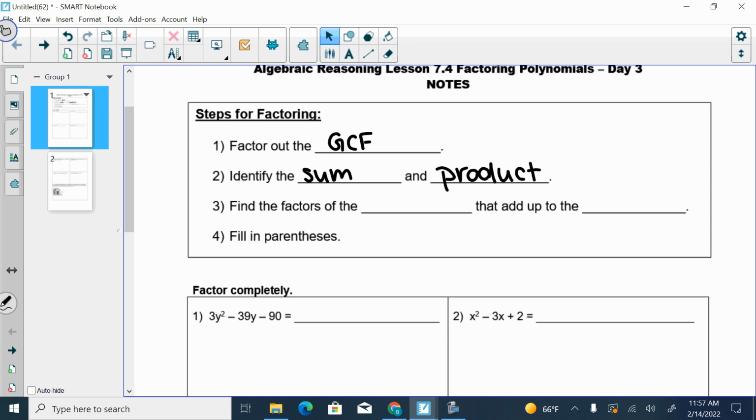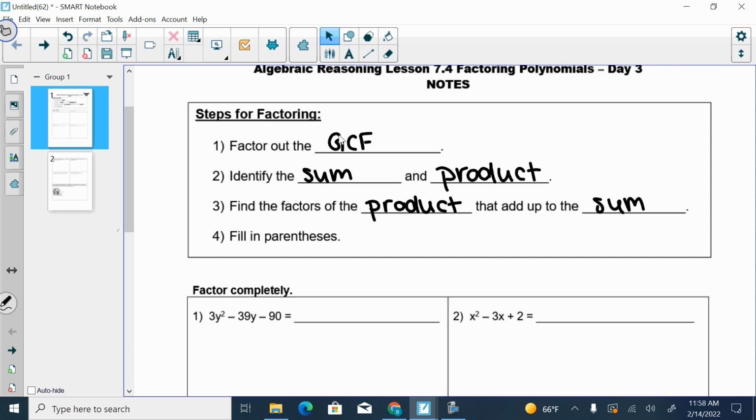And your sum is always that middle term, right? The one that has an x with it, while your product is the constant, the number at the end that doesn't have any variable with it, right? Okay? And then we find the factors. The factors have to give us the product that adds up to our sum, right?